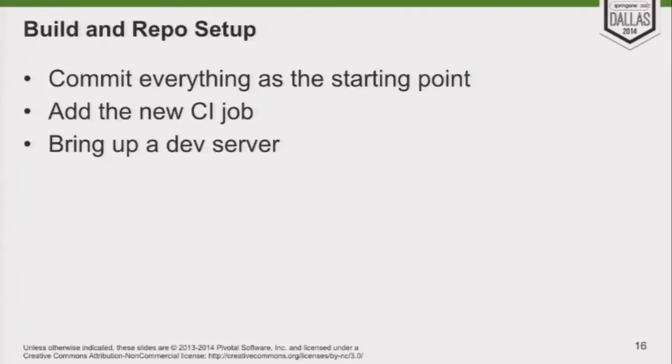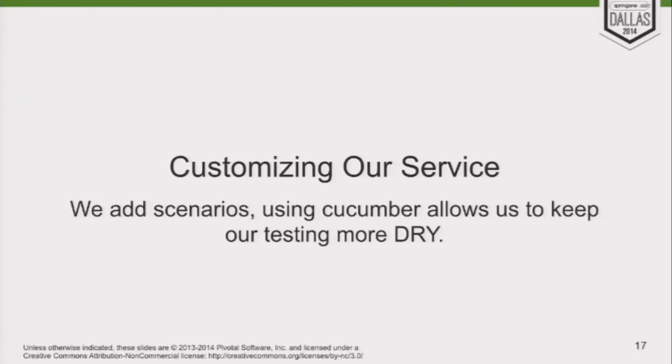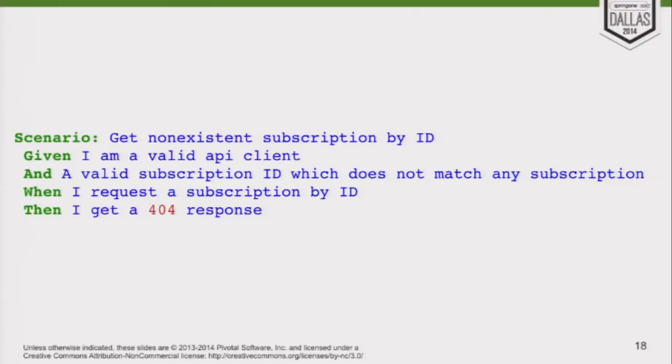At that point, we commit everything. That's our starting point. We then create a continuous integration job and bring up a dev server. That's kind of the line in the sand. Everything is now customizing. We're following, in these cases, a little bit of BDD, especially around our REST services, because it works really well for us. We'll add our scenarios right away, and we'll get a failure, because never trust a test that doesn't fail. You always want to have a test that has failed so you know that you're actually testing the right thing.